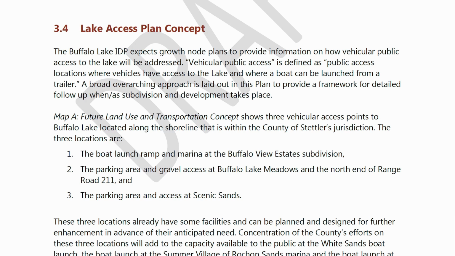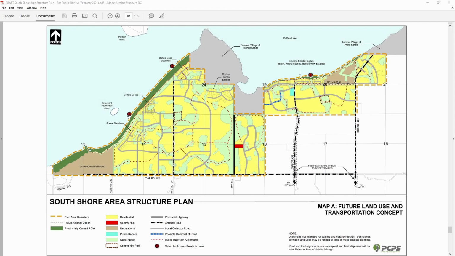But there is a relationship between the pace of growth and development occurring and how quickly these facilities have to be designed and built. So the 3 areas that the plan focuses the county's efforts on are identified on map A, future land use and transportation concept, with the red asterisk points labeled vehicular access points to the lake. So they include the boat launch in the Scenic Sands area in the far west, the north end of Range Road 21-1 up near Buffalo Lake Meadows, and the existing Buffalo View Estates Marina over here in the east part of the plan area. Other boat launches still exist in the area. They are shown on other maps. These 3 are highlighted here to be the focus of the county's efforts for future expansion and development to accommodate the future population in the county portion of the South Shore growth node.